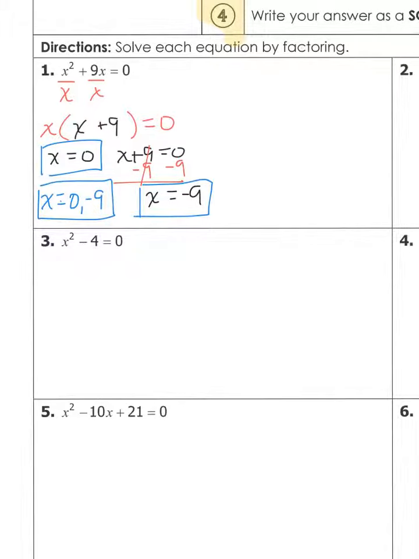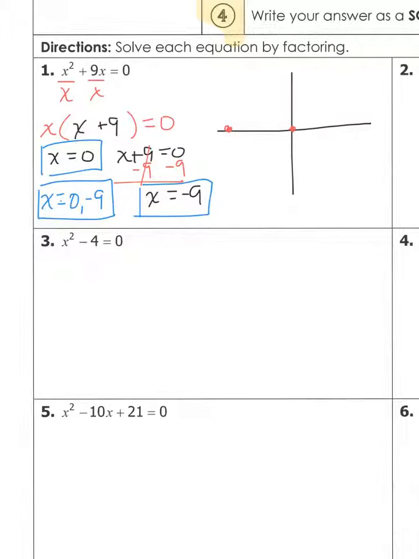Now the question is, what does this mean? I could ask you to draw a sketch of this parabola. You know that one of my answers is negative 9 and one is 0. So that means the parabola must cross the x-axis here at 0 and also somewhere around here at negative 9. I can just estimate where that is. Here's 0, and here's where negative 9 would be.